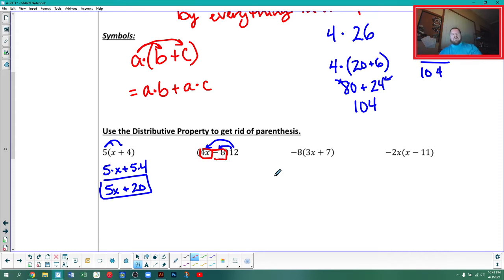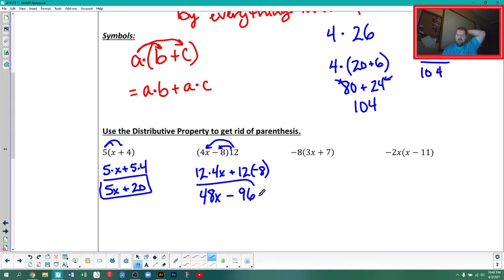Now that just muddies it up a little bit because they're not spaced out very well. But I do want to think of it as 12 times 4x and, this is kind of the weird part, plus 12 times a negative 8. That's how I want to think about it, but I usually don't write that. 12 times 4 is 48, so that's a 48x. And 12 times negative 8 is going to be minus 96.